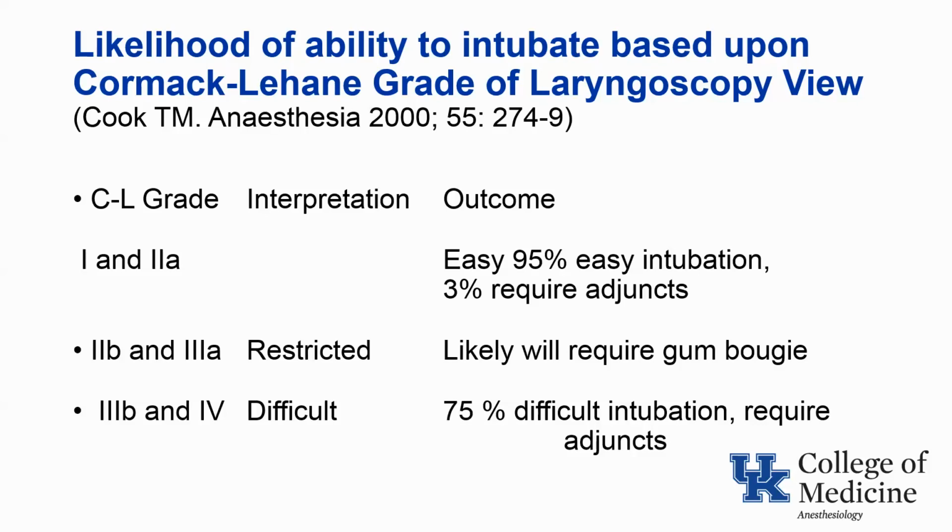This shows the likelihood of the ability to intubate based on this classification. If they're class 1 and 2A, it should be easy most of the time. If it's class 2B and 3A, they likely will require some use of a gum elastic bougie, and if they're class 3B or 4, about 75% will be difficult and will require adjuncts.